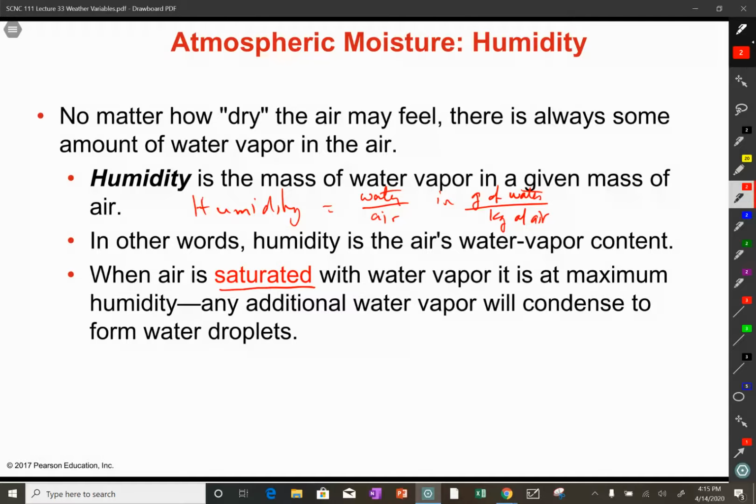Now, hot air, because you have much stronger collisions because they're moving faster, you can have a lot more moisture in the air because it doesn't stick together as easily. Cold air can't have as much. So relative humidity is what the humidity is, divided by what the humidity would be if we were right at that saturation point where we had as much moisture in the air as it could hold.